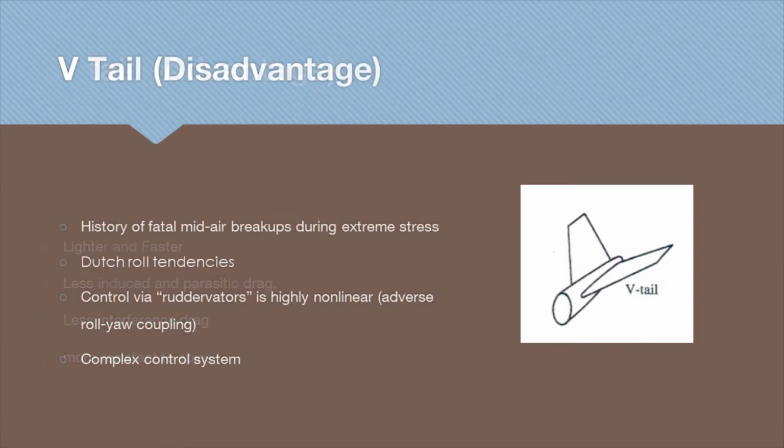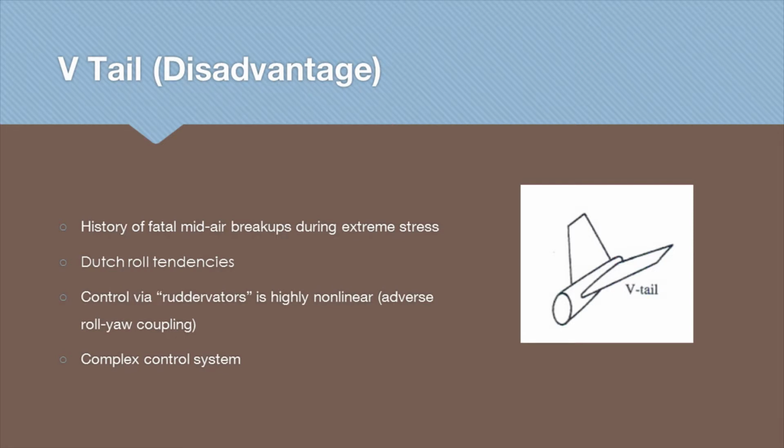The V-tail configuration, however, has experienced a history of fatal mid-air breakup during extreme stresses. Also, adopting a V-tail will lead to a tendency for the aircraft to hunt around in yaw.